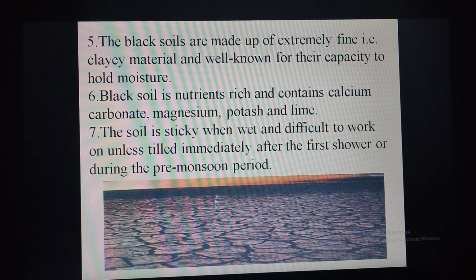The black soils are made up of extremely fine, that is clay, material and are well known for their capacity to hold moisture. Black soil is nutrient rich and contains calcium carbonate, magnesium, potash and lime. This soil is sticky when wet and difficult to work on unless tilled immediately after the first shower or during the pre-monsoon period. So it is ideal for cotton, and that's why it is called black cotton soil.